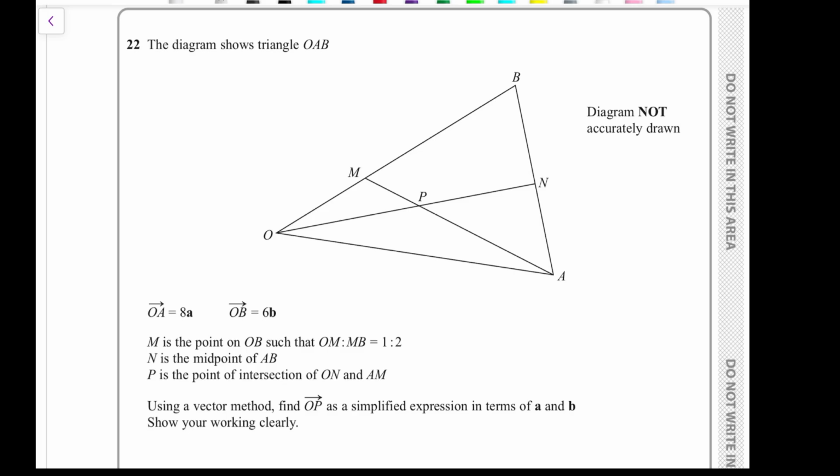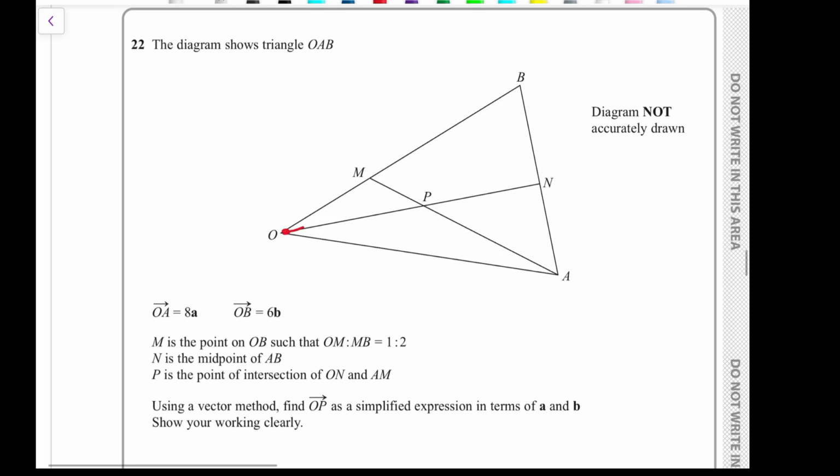There are many different routes, and you can see here, I want to work out the O to P vector, and there's lots of ways I can go. I can go across here and down here and back here, and I can go up here and down here, or I can go down there and across there. There's lots of routes to doing this question.